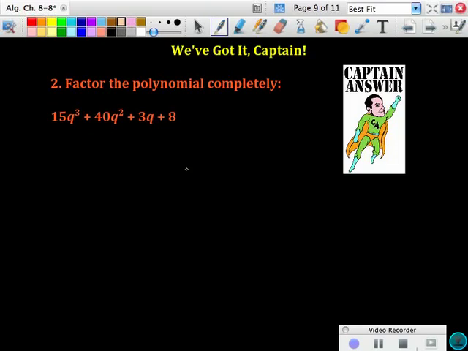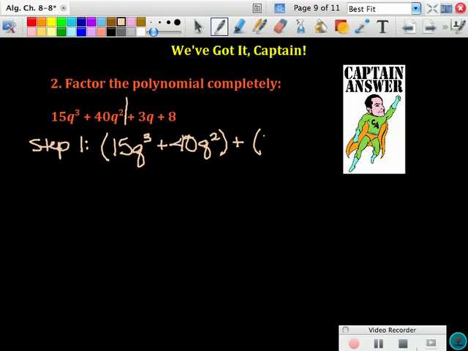Step 1. All right, what was our first step? Grouping. So remember, first two, last two. So we group together 15q to the third plus 40q squared, plus sign in between, and then last two terms. So 3q plus 8. All right, step 2.